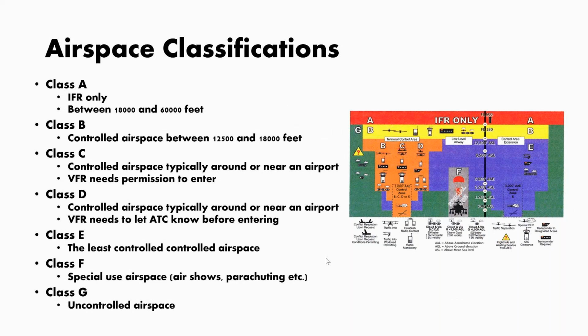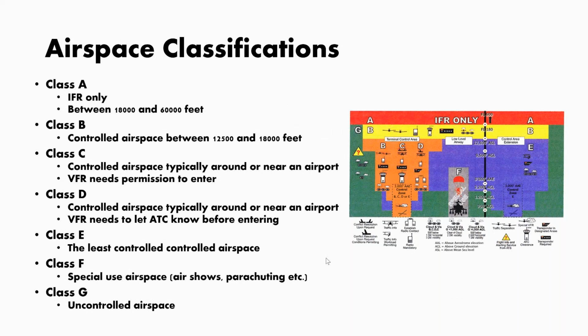The key differentiator is that VFR traffic needs permission to enter, so the controller has to allow you to come in. That's very similar to Class D airspace, which is also controlled airspace, typically around or near an airport. But the minor difference is that you only need to let the controller know that you're coming in before you do. So you technically don't need permission. You only need to tell them that you're going to do that.